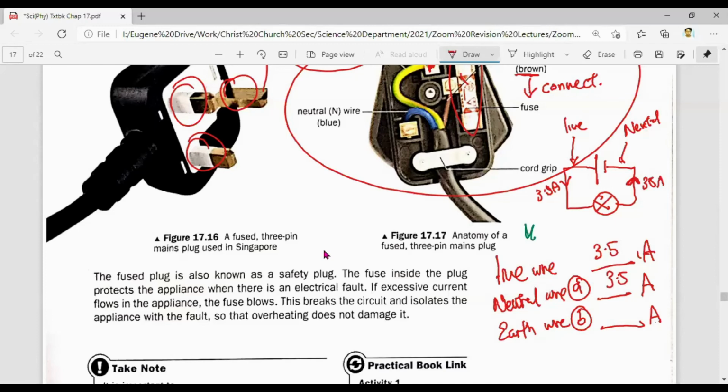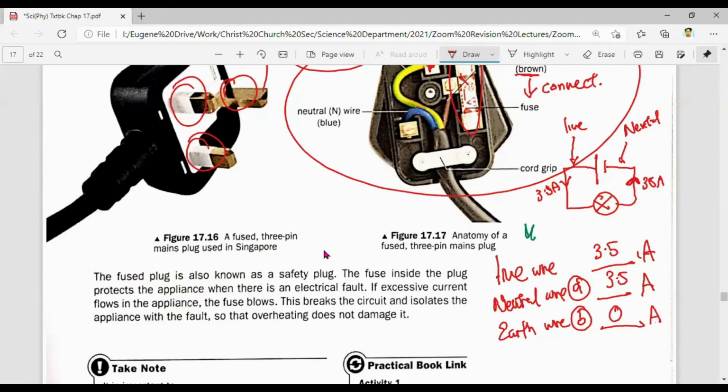Now, how about the earth wire? When an appliance is working properly, remember the earth wire is connected to the metal casing. It's not connected to the main circuit. Does the metal casing normally have any current flowing through it? The answer is no. As such, in a typical setting, your earth wire should always have 0 ampere.